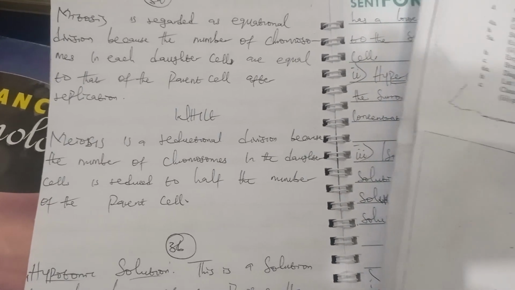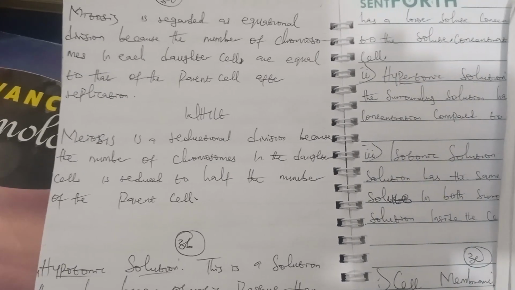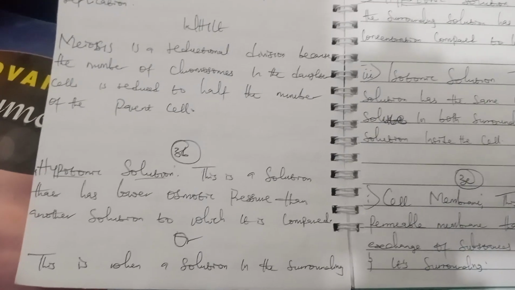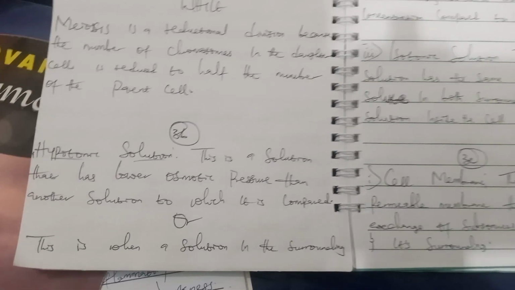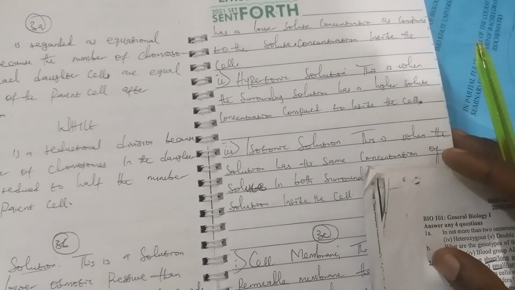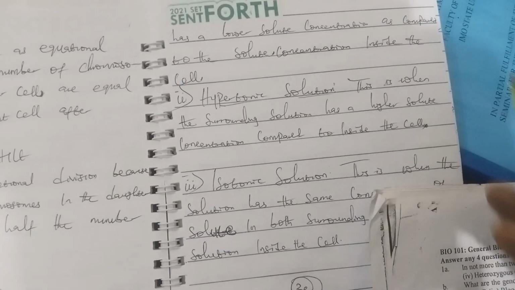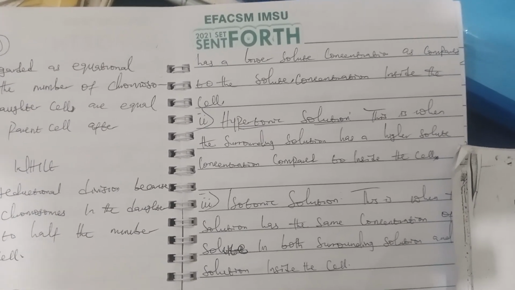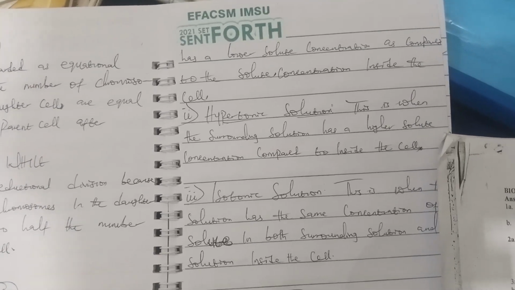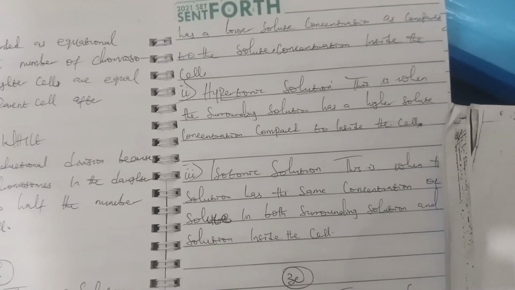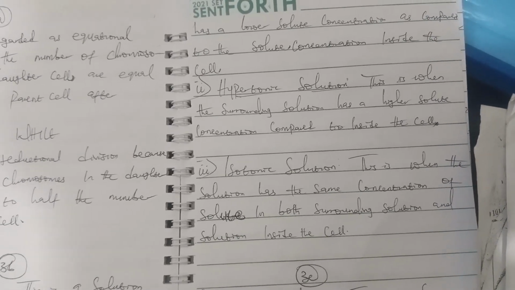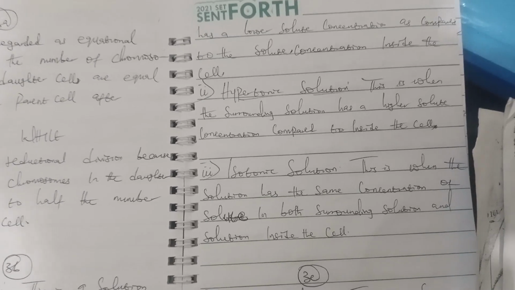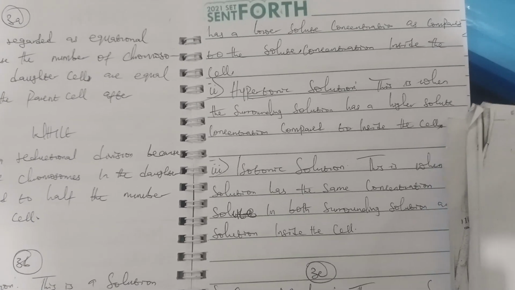Now to the 3B question. It says define hypotonic, isotonic, and hypertonic solution. We said that hypotonic solution, I gave 2 definitions, but I'll be going with the second one. I said this is when a solution in the surrounding has a lower solute concentration as compared to the solute concentration inside the cell. That is for hypotonic. Now for hypertonic, I said that this is when the surrounding solution has a higher solute concentration compared to that inside the cell. Meanwhile, the isotonic, this is when the solution has the same concentration of solute in both the surrounding solution and the what? Solution inside the cell. That is for 3B.